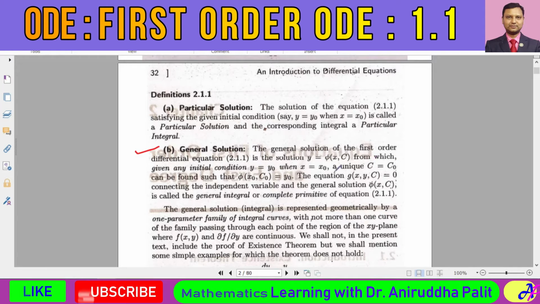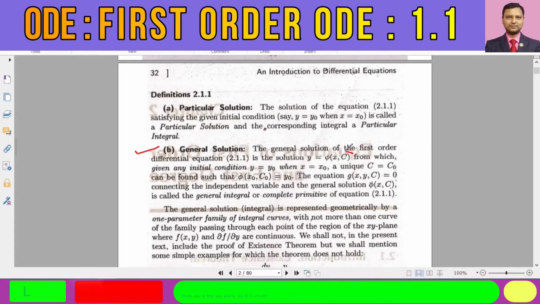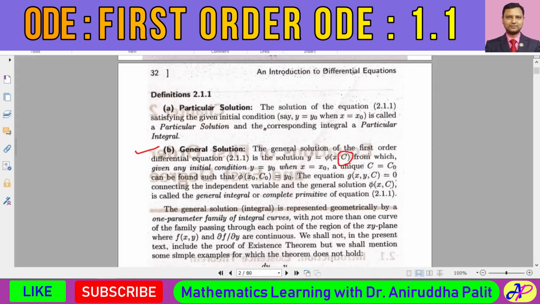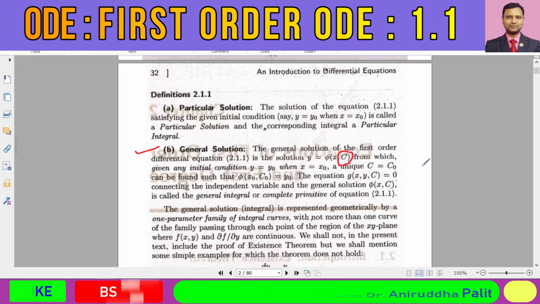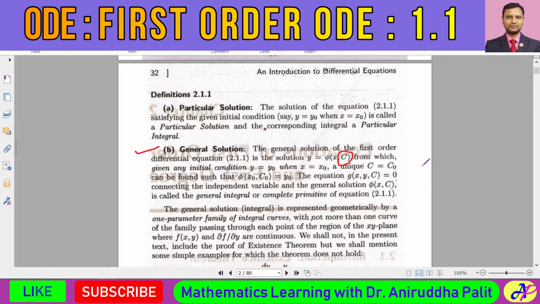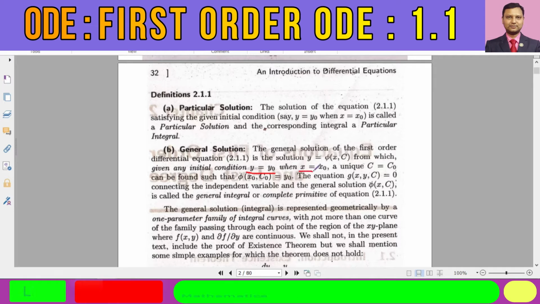General solution is that whenever we integrate a differential equation, we generally get a certain result with an arbitrary constant c. Now, in order to compute the arbitrary constant, we need to impose a certain condition like y is equal to y0 when x is equal to x0.